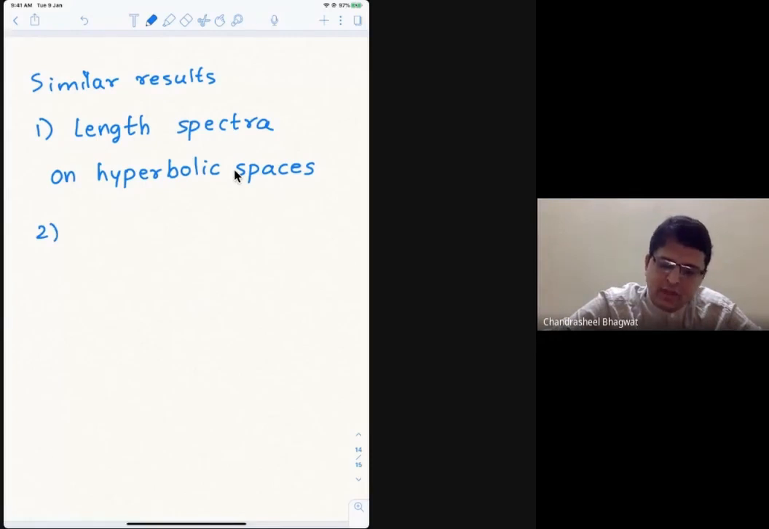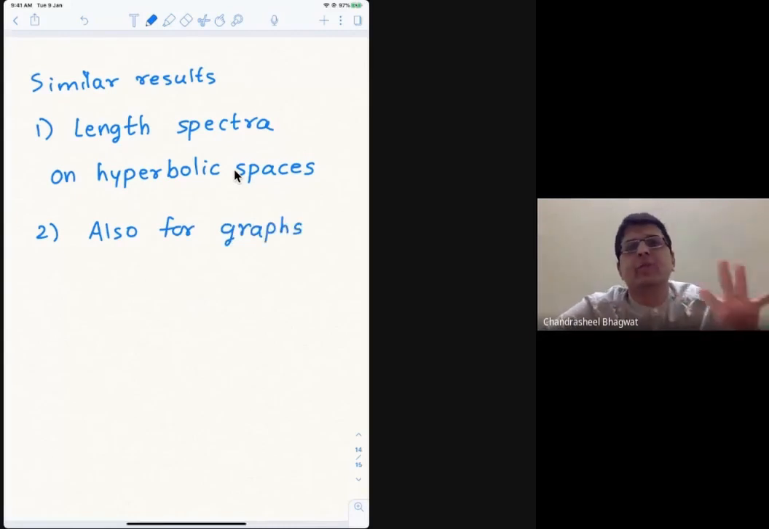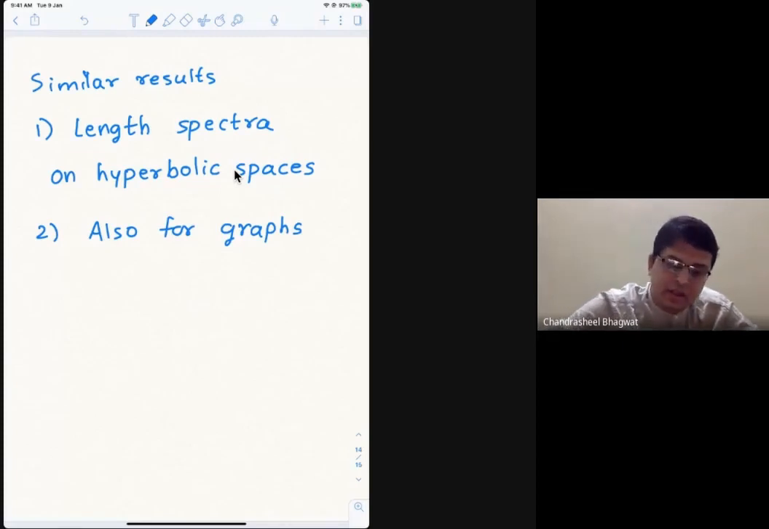Then I also studied similar things, let me be short here, also for something called graphs, which are very different objects. They're like discrete objects which represent networks mathematically. There also, surprisingly, such theorems hold. This was my joint work with my PhD student.